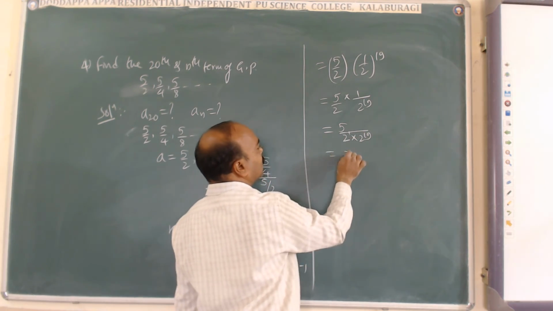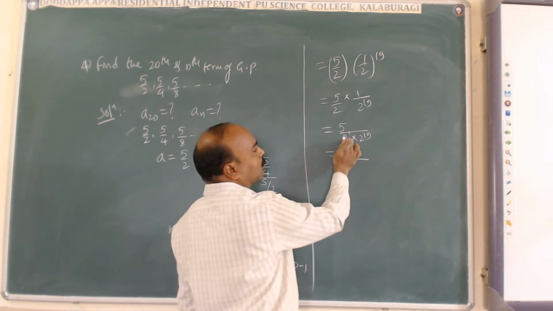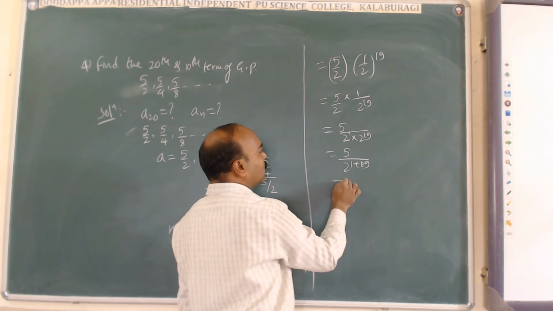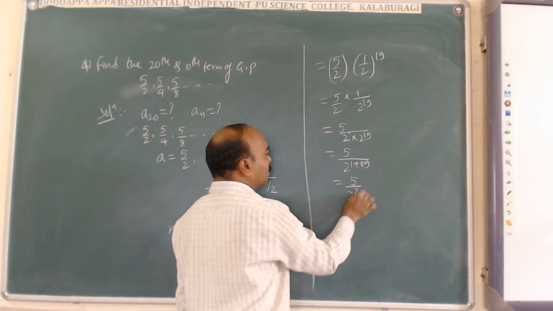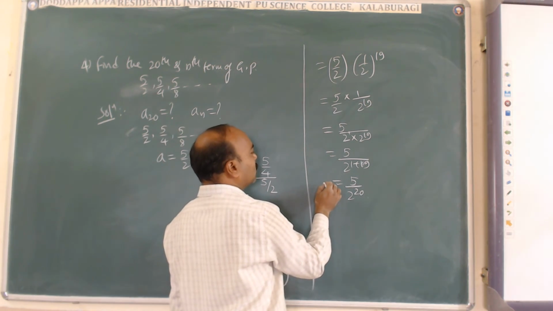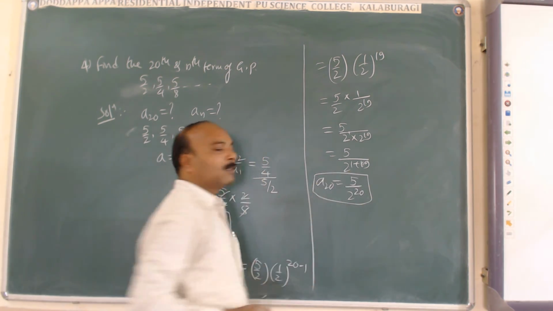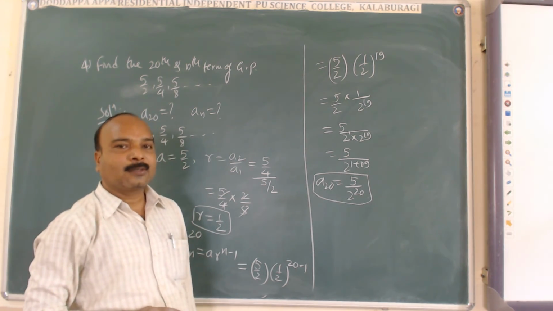You write it as 5 by 2 raised to 1 into 2 raised to 19, which is 1 plus 19. So it is 5 by 2 raised to 20. So it is the 20th term of the geometric progression. That is 5 by 2 raised to 20.